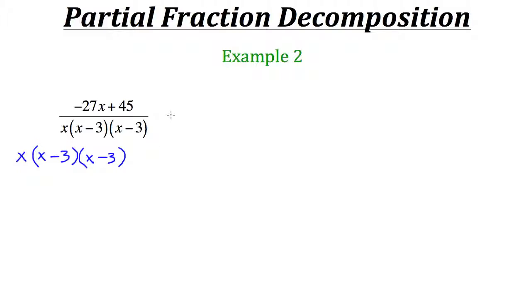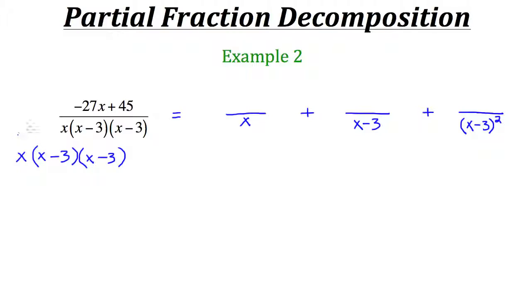So when we set this up, our first fraction will have a denominator of x for our first factor, and then for our second fraction, we'll have a denominator of x minus 3, representing the first instance of that factor. And then when we show the second instance of the same factor, we'll need to have it as x minus 3, but this time it'll be squared, representing that it's the second instance.